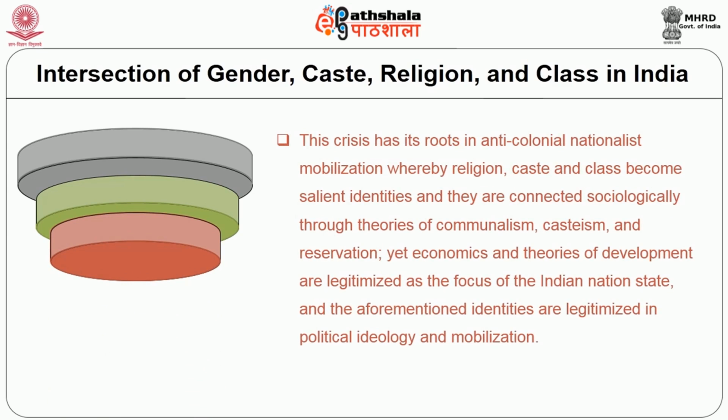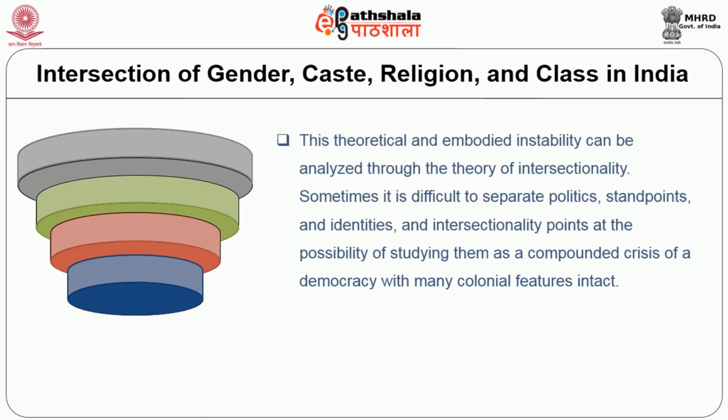This crisis has its roots in the anti-colonial nationalist mobilizations whereby religion, caste and class become salient identities, and they are connected sociologically through theories of communalism, casteism, and reservation. Yet economics and theories of development are legitimized as a focus of the Indian nation state, and the aforementioned identities are legitimized in political ideology and mobilization. This theoretical and embodied instability can be analyzed through the theory of intersectionality. Sometimes it is difficult to separate politics, standpoints, and identities, and intersectionality points to the possibility of studying them as a compounded crisis of a democracy with many colonial features intact.